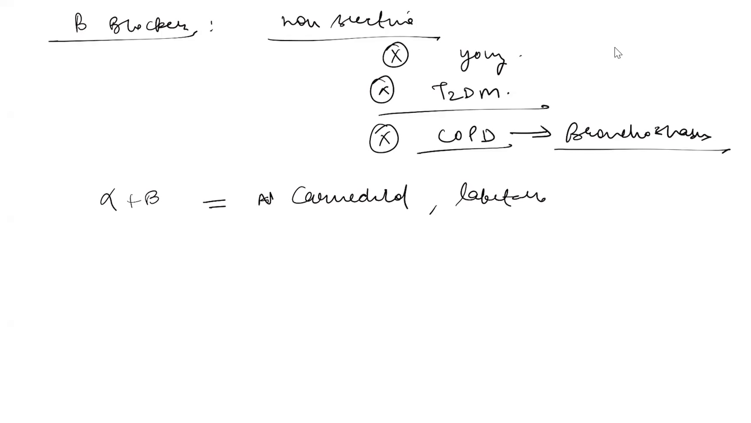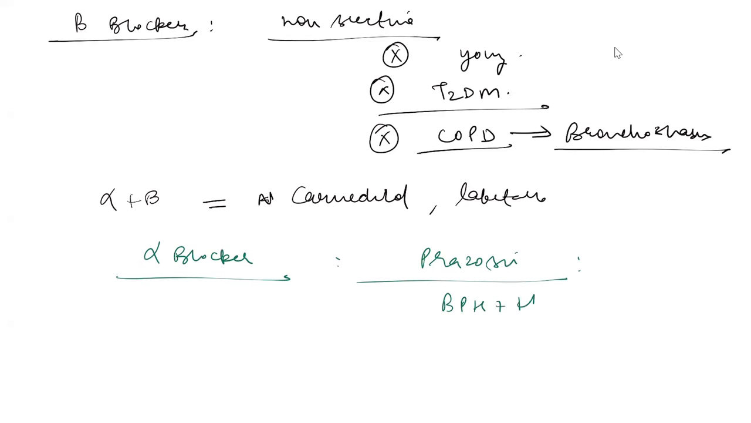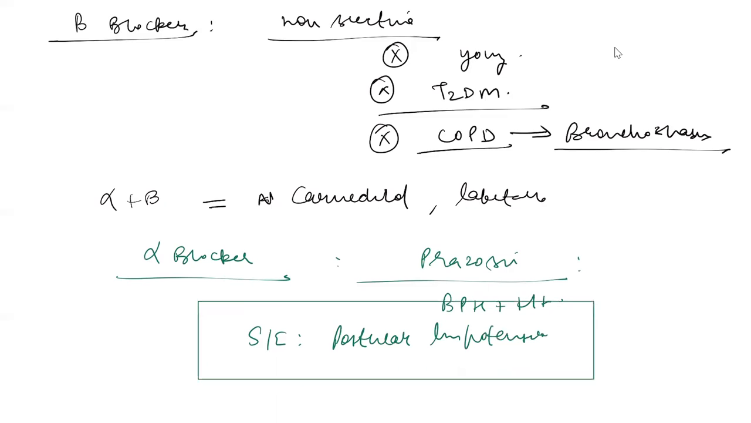Okay. We can use this alpha blocker, that is prazosin, and it is mostly preferred in patients with BPH plus hypertension. Side effect is postural hypotension, which is also an important question. It is asked sometimes. Here, the dose of prazosin is 2 to 20 mg per day.